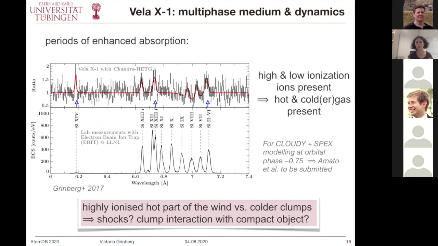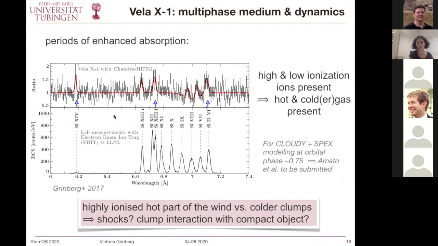And one of the interesting things that we did find is that during those periods of enhanced absorption, if we look at the total spectrum, we just get overwhelmed by all the photons that come in during the other time, so we can't see those details. We actually do see high ionization stage of silicon and low ionization stage of silicon, but not necessarily those in between.